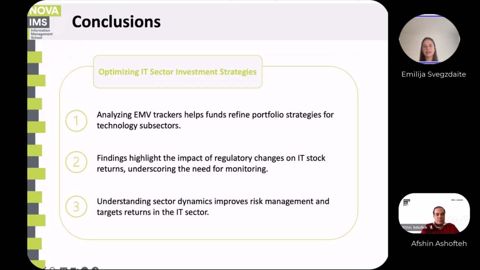Okay. So the insights from the thesis can shape long-term planning and risk management strategies within venture capital firms by using the EME trackers to forecast IT stock movements. This approach allows funds to make informed decisions on market timing and portfolio growth. And by linking EME index analysis to sector-specific volatility in the IT industry, the study provides a valuable tool for navigating market dynamics and maximizing investment opportunities.